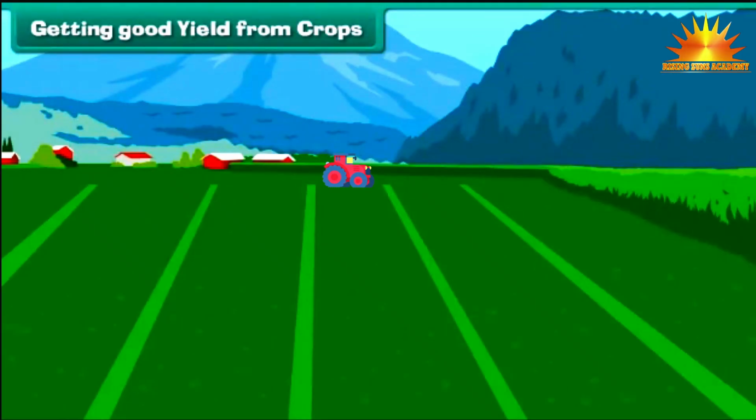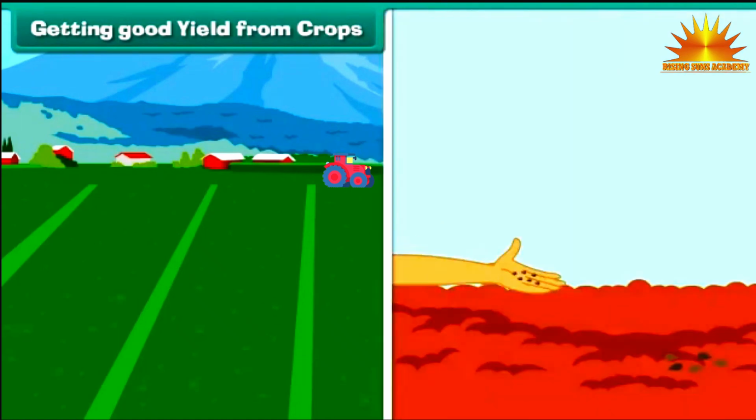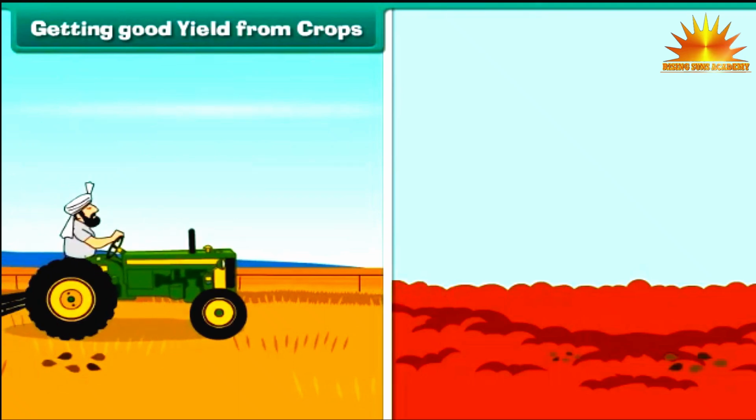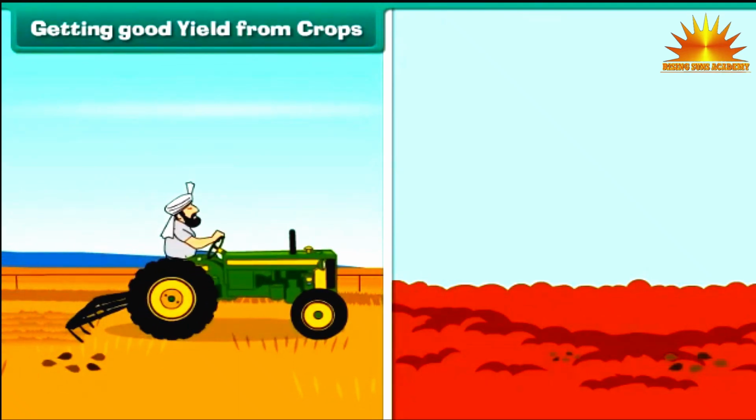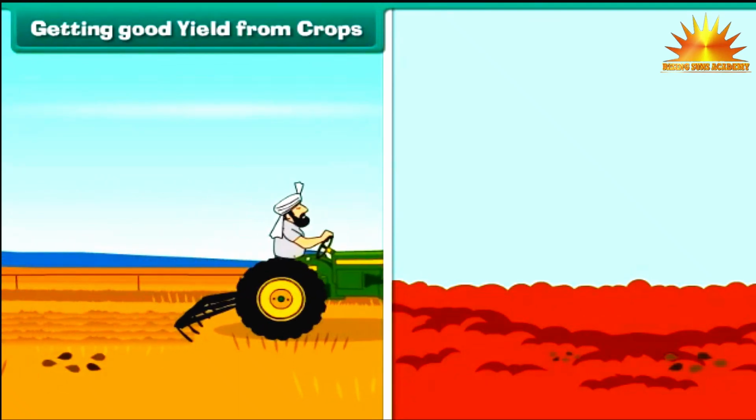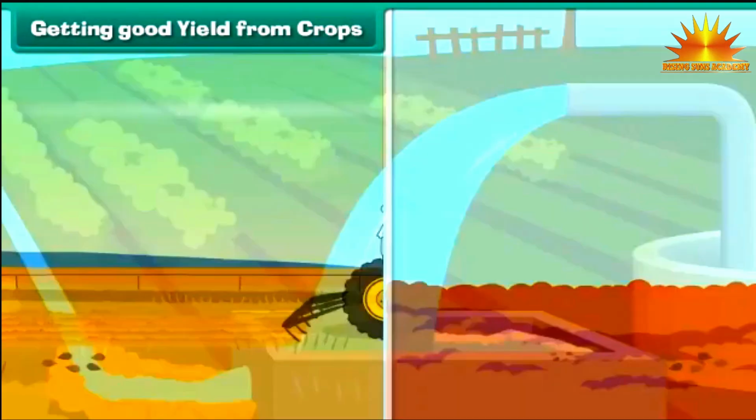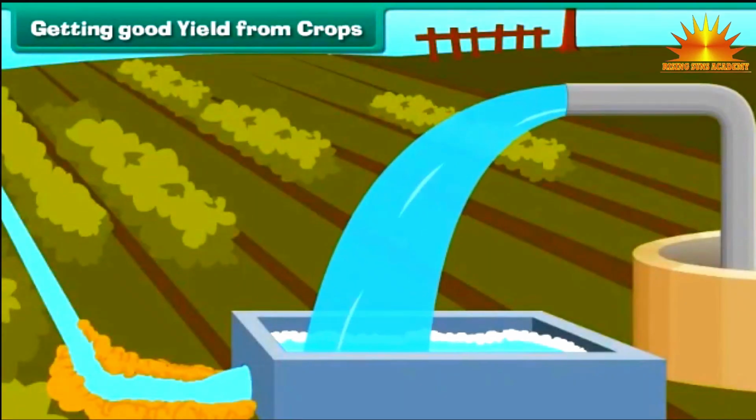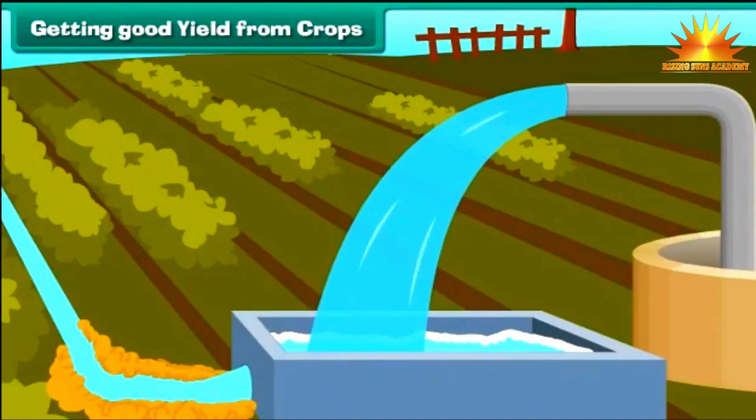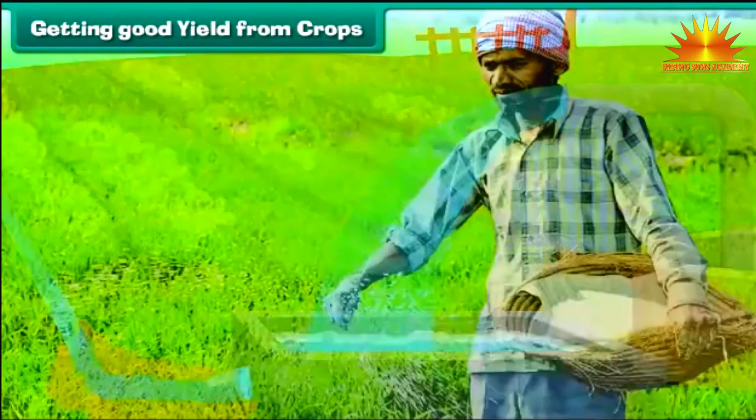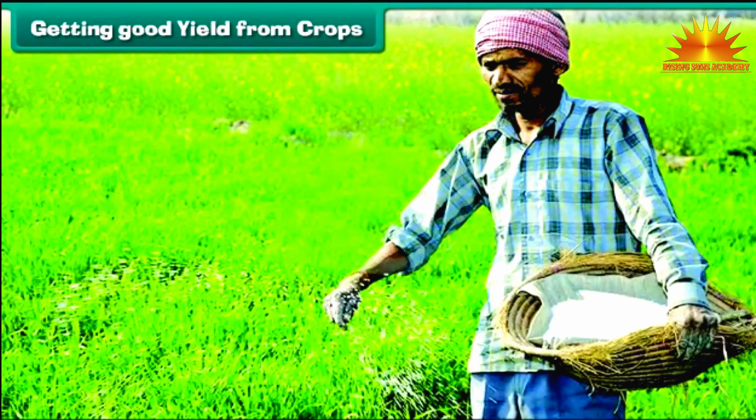Getting good yield from crops. To get a good yield from crops, following things should be kept in mind. Healthy seeds of best variety should be used. Before sowing the seeds, soil should be prepared by plowing and adding manure or fertilizers to it. Soil should be watered at right time and with right amount of water. Crops should be protected from diseases and harmful insects and animals.